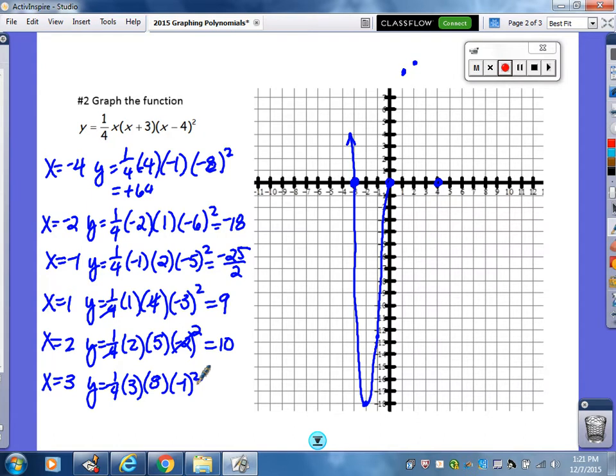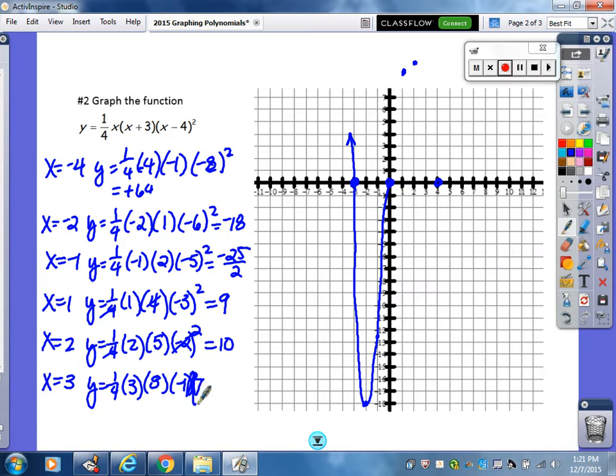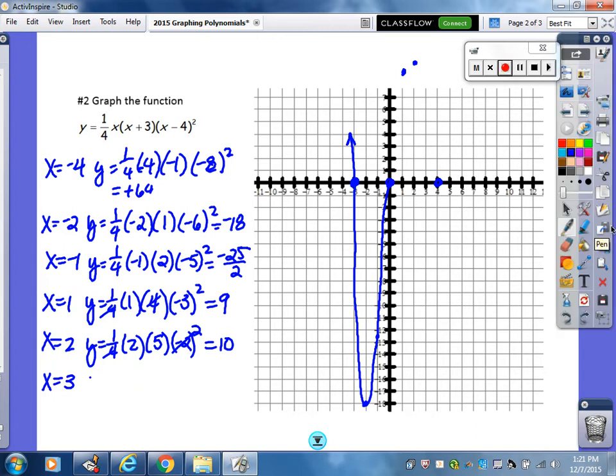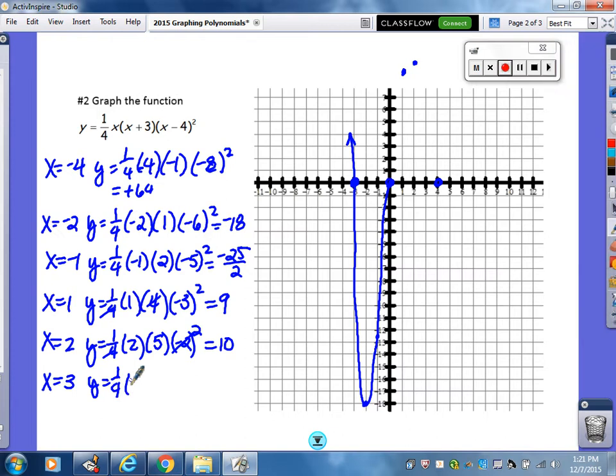Oh, what did I do wrong? Hold on, let's do that one again. I did some values wrong in here when I plugged it in. Sorry about that. Let's try that again. Okay, so y is equal to 1/4 times 3 times 6 times -1 squared. There we go.